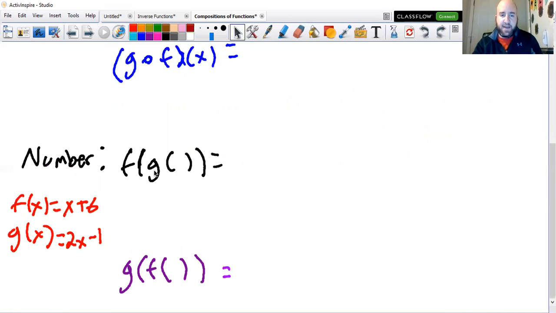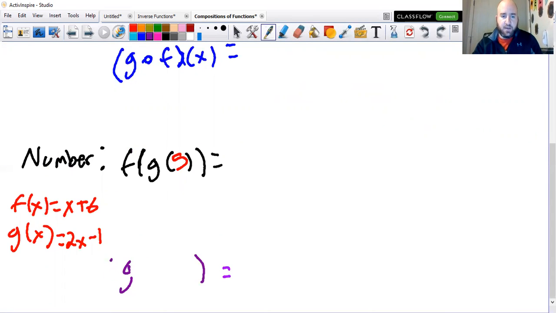So for the number, now I have f of g, but instead of just x, I'm actually going to put in a number. We're going to start with 5 here. What you're doing is starting with the innermost function and building outwards. I just realized I rewrote that incorrectly. I'm sorry. I'll rewrite it real quick.